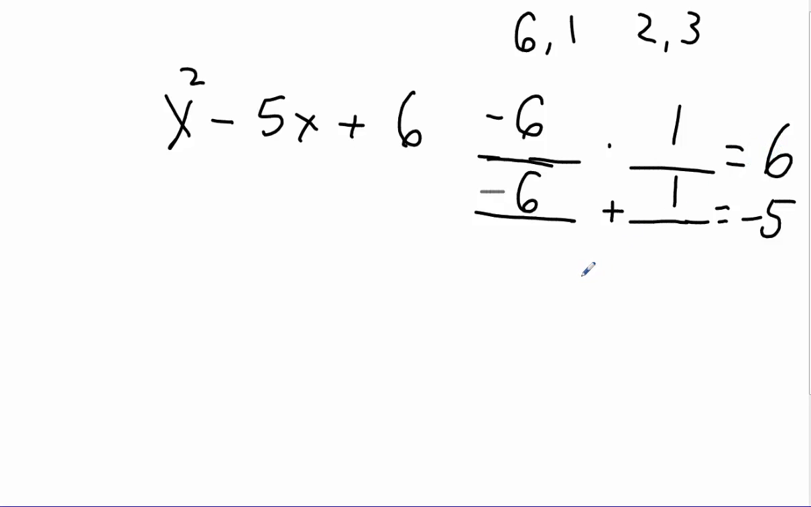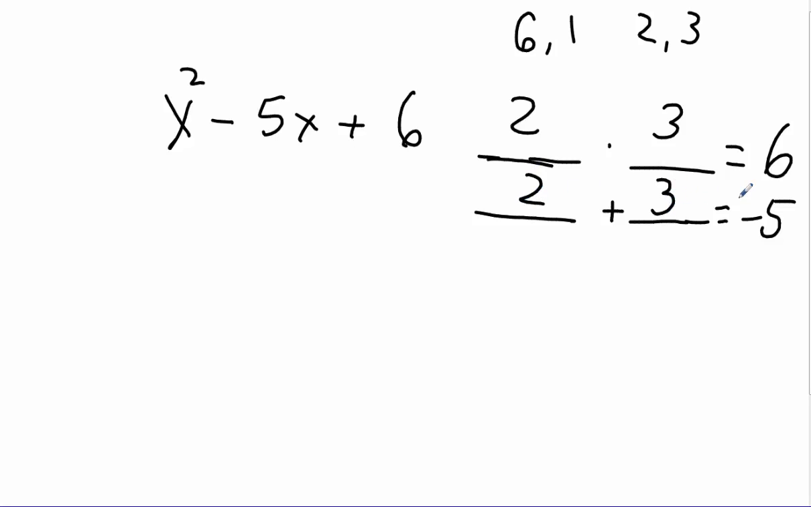So right off the bat, negative 6 and negative 1 aren't going to work. Some of you might say, hey, if you make them both negative, that'll give you a positive 6. But again, if we add them, negative 6 plus negative 1 is not negative 5. So obviously 6 and 1 aren't going to work. Our only other options are 2 and 3.